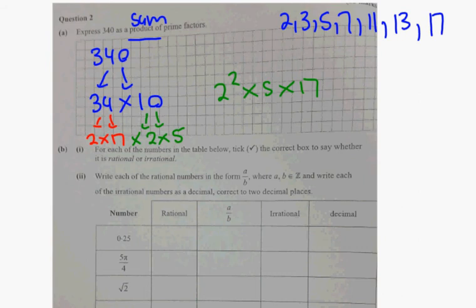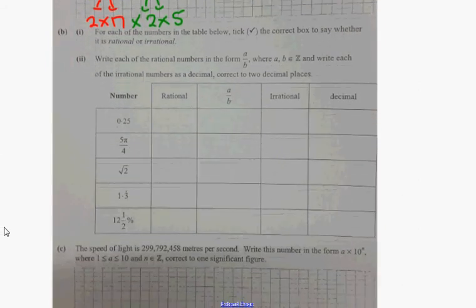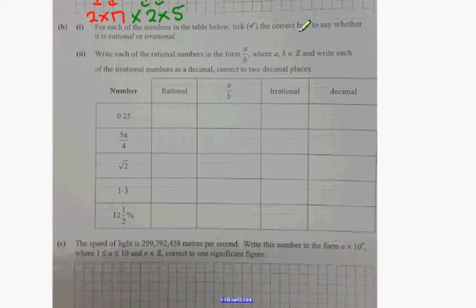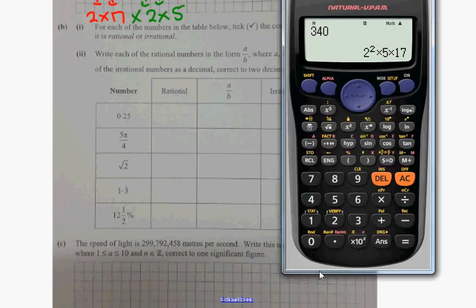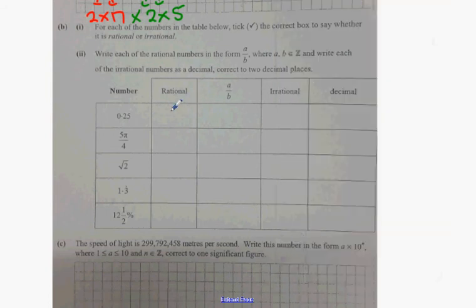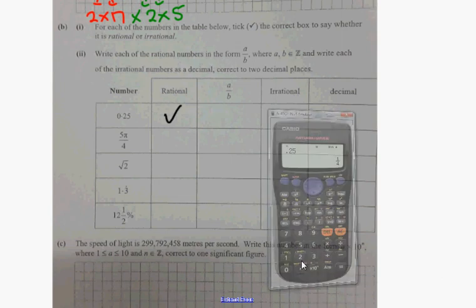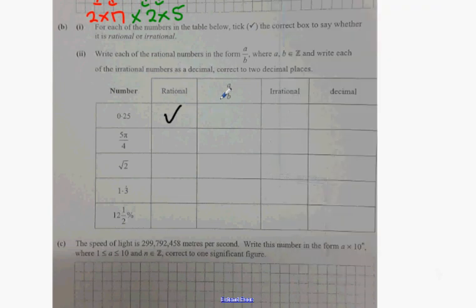Okay. The next one is, for each of the numbers in the table, state if it's rational or not. Well, I showed you a bit of a cheat way to do this. What did I show you in the past? Just put it into the calculator, and if it comes out as a fraction or a whole number, it's definitely rational. So this one here is rational, and it is a quarter. Okay, I'll just start off with a tick. I'll just tick them off as rational and irrational at the moment.